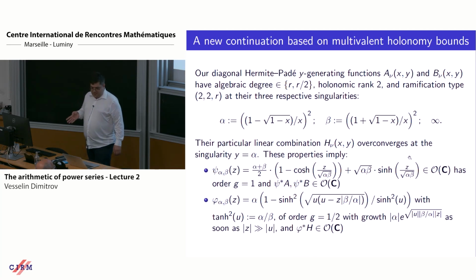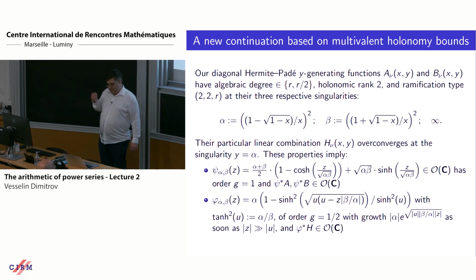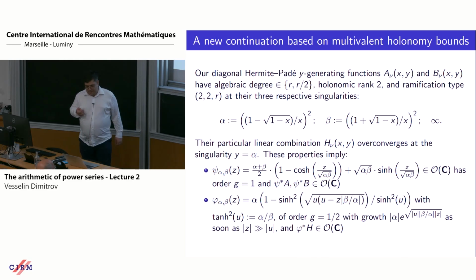But the new input, which was not considered in Chudnovsky's, I believe, or Andrei's work on this subject, is that there is another map that resolves the overconvergent combination alone. And crucially, usefully, this map has growth order strictly smaller than 1, growth order 1/2. It is completely explicit.